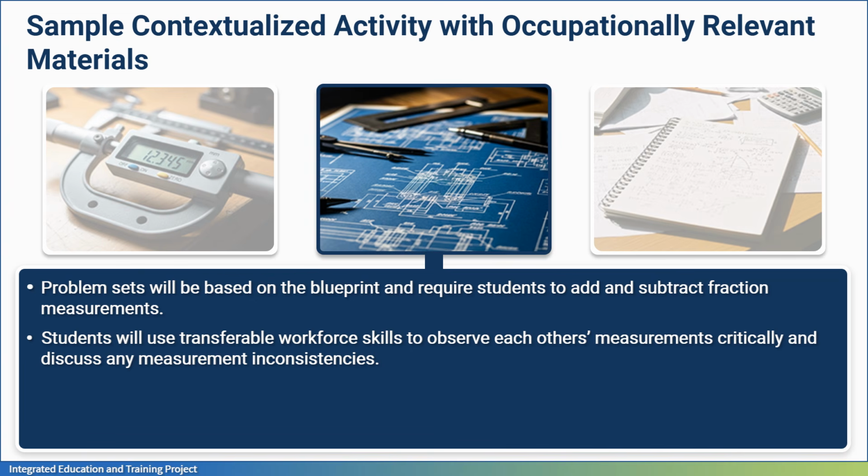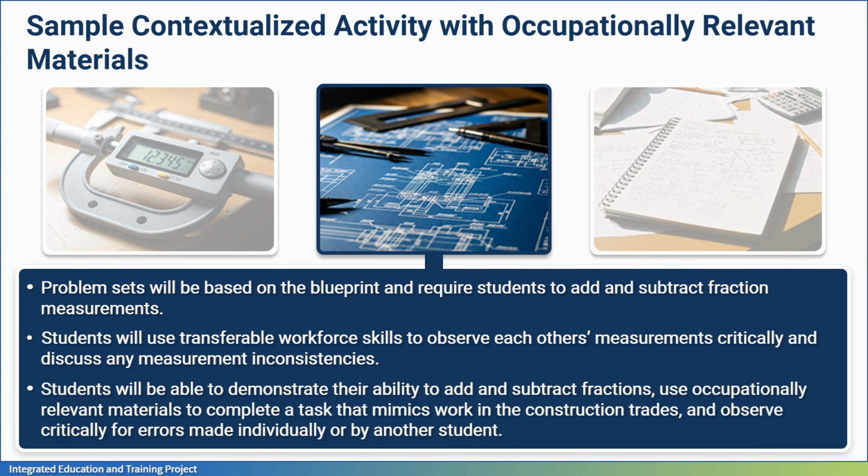Students will use transferable workforce skills to observe each other's measurements critically and discuss any measurement inconsistencies. By the end of this activity, students will be able to demonstrate their ability to add and subtract fractions, use occupationally relevant materials to complete a task that mimics work in the construction trades, and observe critically for errors made individually or by another student.